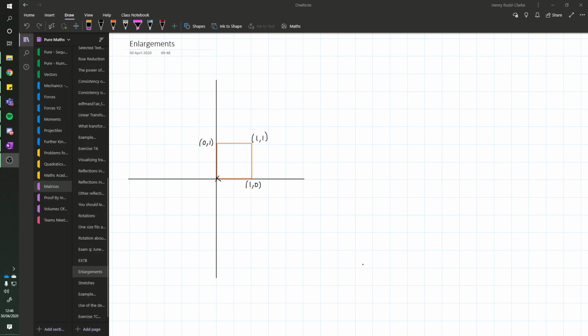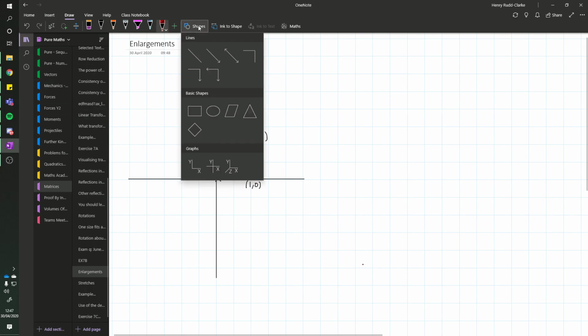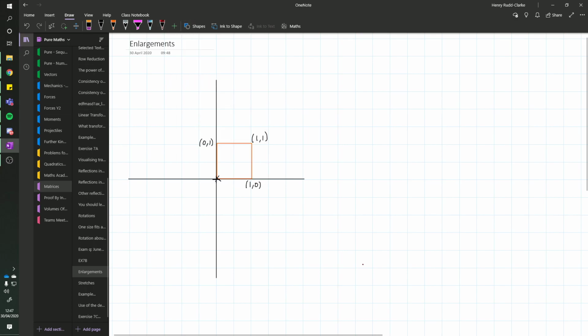Alright guys, we're going to be looking at some matrix enlargements today. Bit of a shorter video than before because I wanted to put the first two bits of the chapter together just to make everything a little bit easier because there's not a lot going on in exercise 7a.